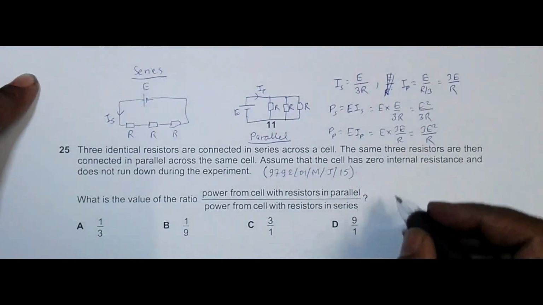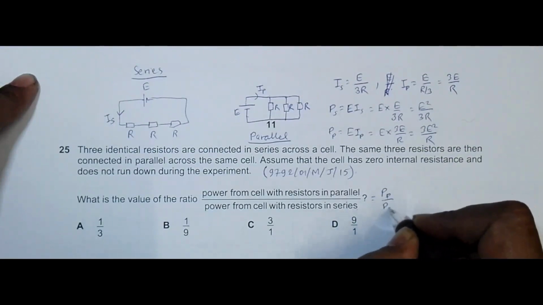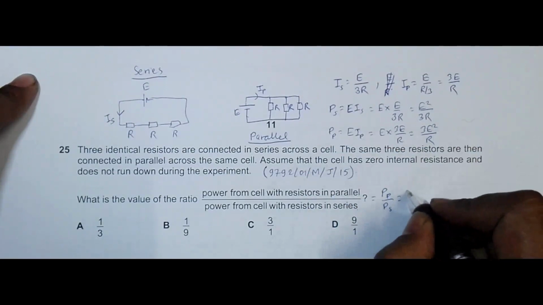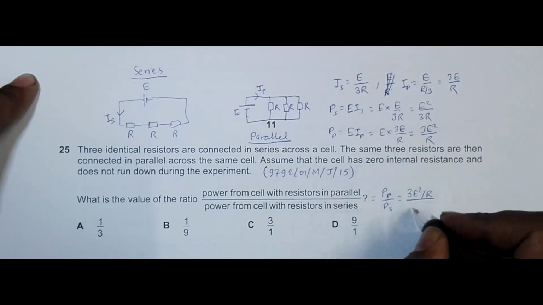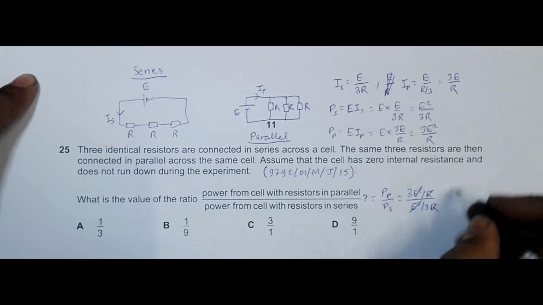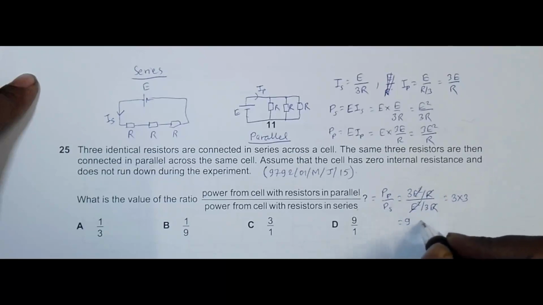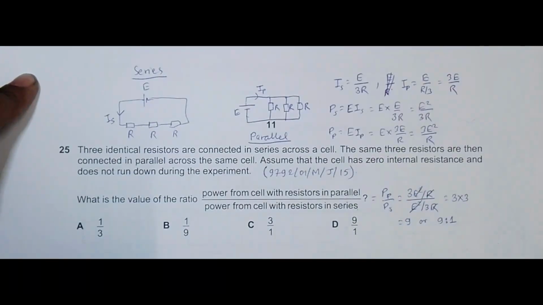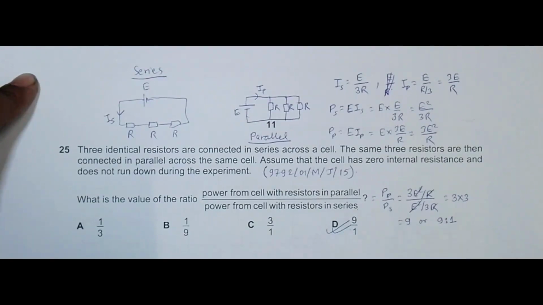Now the ratio is equal to power parallel by power series, that's equal to power parallel, 3E square by R, divided by power series, E square by 3R. So this cancels out, so 3 goes here. It is 3 into 3, and that's equal to 9, or I can say it as 9:1. So the answer choice corresponding to this is choice number D. So choice number D should be the correct answer.